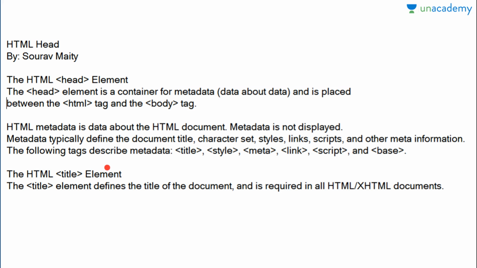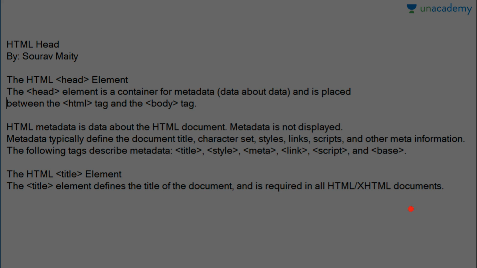The following tags describe metadata: title, style, meta, link, script, and base. Any one of the tags means that you have metadata inside your document. The HTML title element. The title element defines the title of the document and is required in all HTML/XHTML documents. So this is the benefit of title, and these are where titles are required mainly.